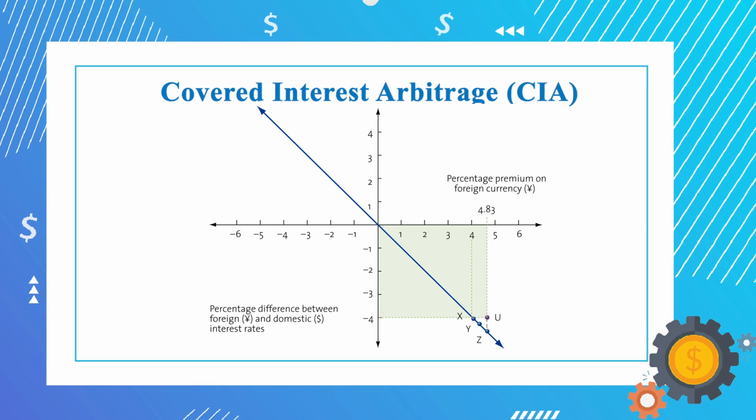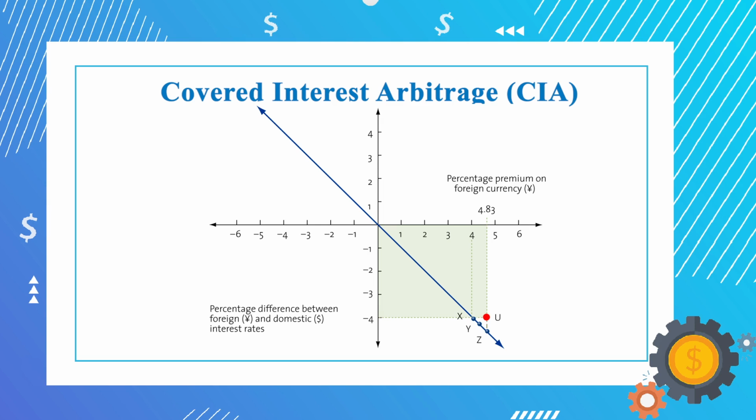Point U is located off the interest rate parity line, which shows a disequilibrium situation. The disequilibrium will encourage interest rate arbitrage. It is because the lower interest on the yen is negative 4%, whereas the premium on the forward yen is slightly over 4.8%.